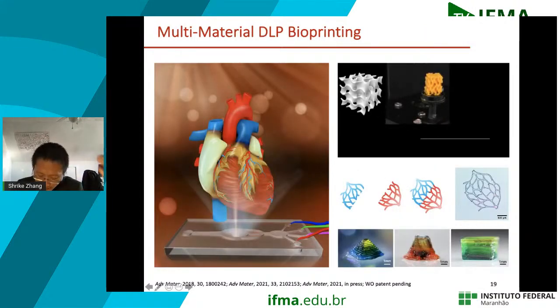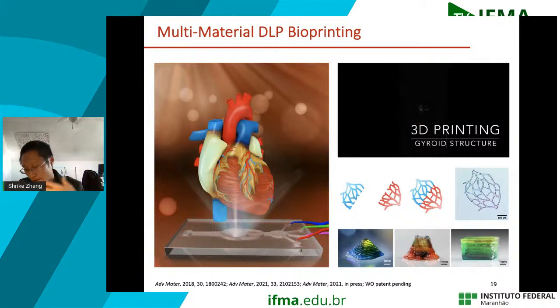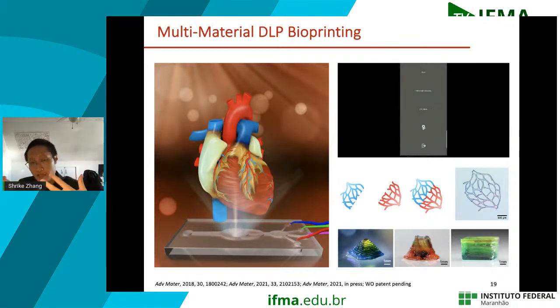Those are still based on extrusion bioprinting, but then you may wonder, how do you make more complex structures with multi-material capacity, right?